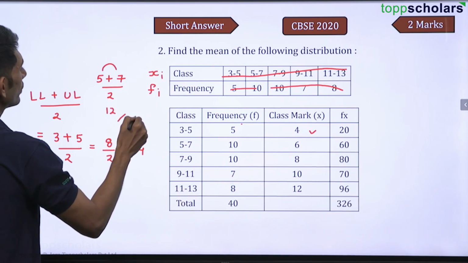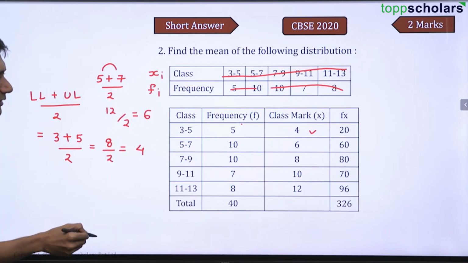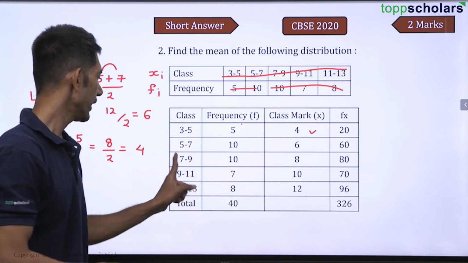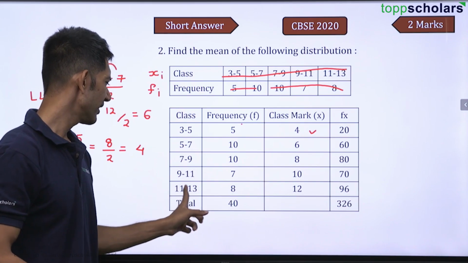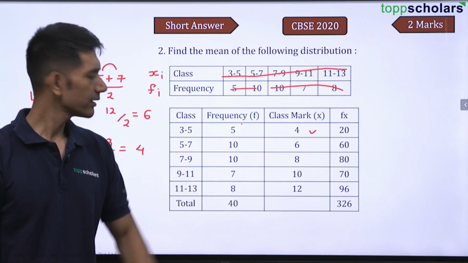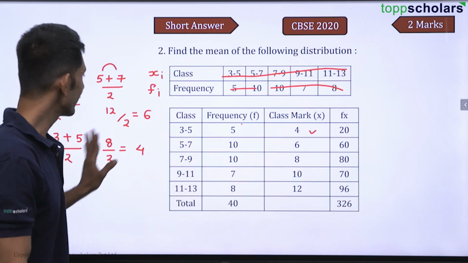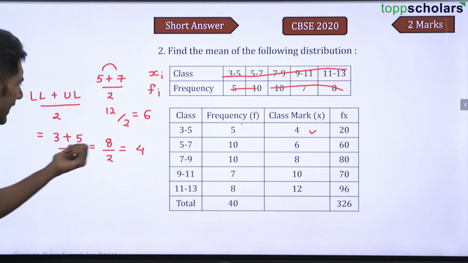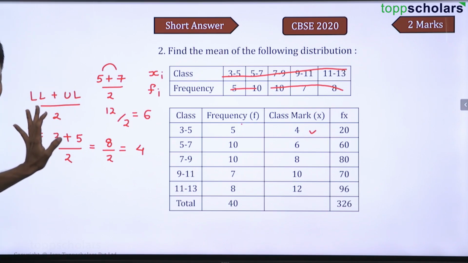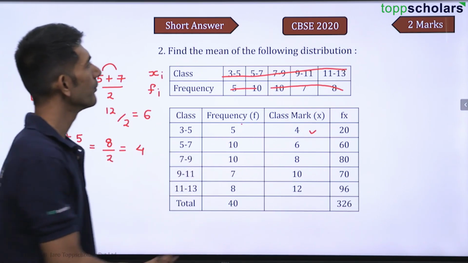12 divided by 2, 6. This is 6. In between 7 and 9, 8, 9 and 12, 11, 10, 11 and 13, 12. I hope this part is clear. Easy. You can get this. This is for your understanding. If you can do it orally, you do it directly. That's your choice. This is not a compulsion. You can directly create the table.